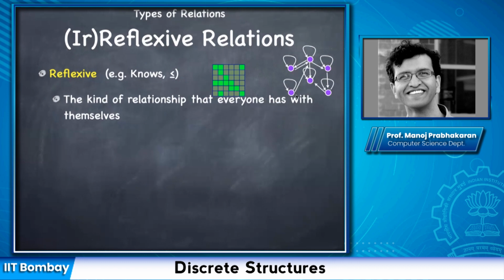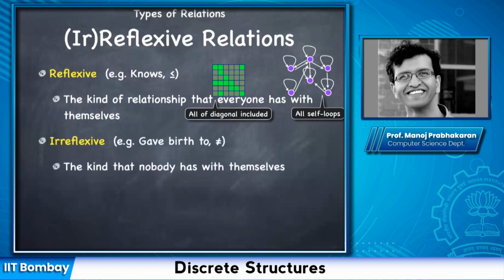Again, these representations make sense for finite sets S, but the definition of reflexivity extends to infinite sets also. It just says that for every x in S, x comma x is contained in the relation. This is what a reflexive relation looks like. There is a notion of an irreflexive relation, which is the other extreme, which says nobody should be related to themselves. As an example, give birth to, assuming that you cannot give birth to yourself, or not equal to, would be an irreflexive relation. That corresponds to the diagonal being switched off and there being no self loops.